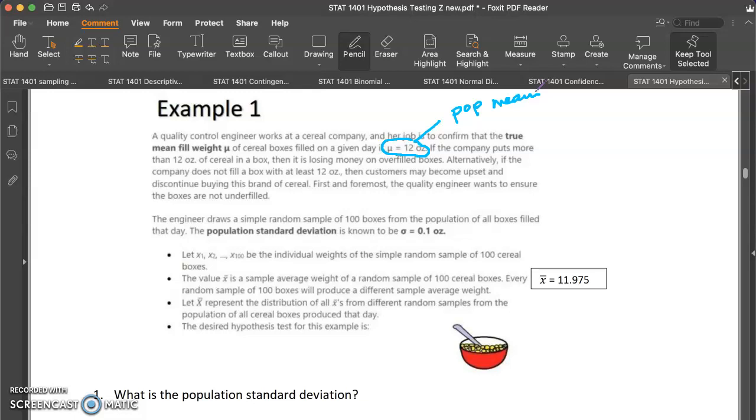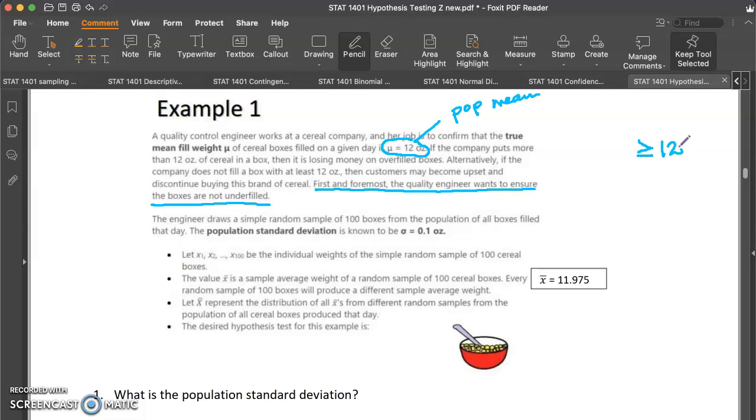First and foremost, the quality engineer wants to ensure, now this is an important sentence, this is what's telling us what's what. Quality engineer wants to ensure boxes are not underfilled. So she doesn't want them underfilled. So that means greater than or equal to 12 ounces. Everybody okay with that? Because they're not underfilled. Underfilled would be less than 12 ounces.